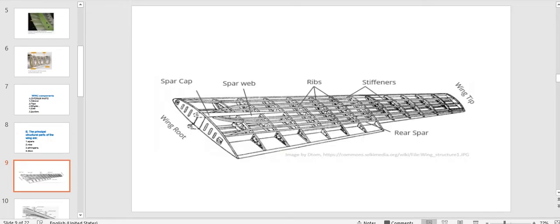Here, I will zoom in. Here, the spar. This is the wing root. Here is the wing tip. The chord here, stiffeners here, and ribs. The ribs go along the chord of the wing, from the forward to the aft of the wing.